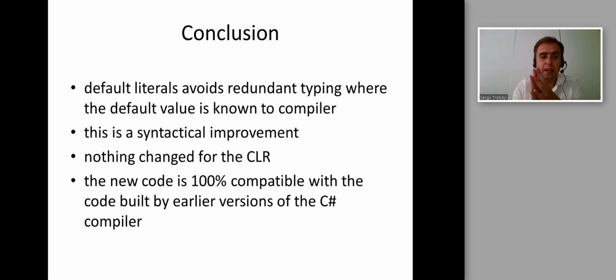So, conclusion. Default literals avoid redundant typing, where the default value is known to the compiler. For a reference type, it will be null. For a value type, it will be the parameterless constructor. This is a syntactic improvement, and it has no changes to the CLR. The new code is 100% compatible with the code built by earlier versions of the compiler.